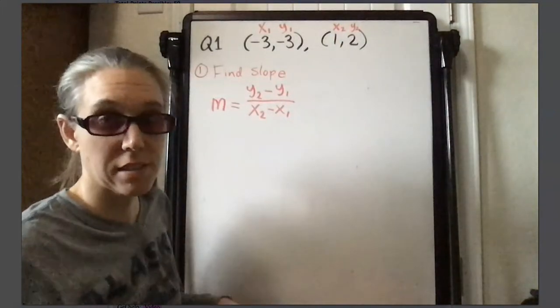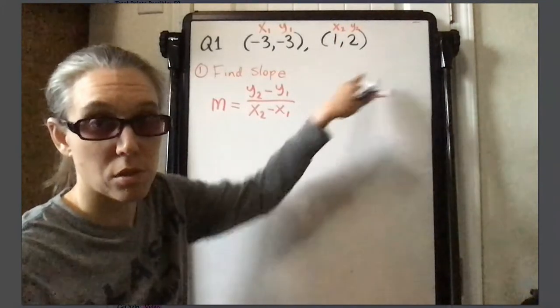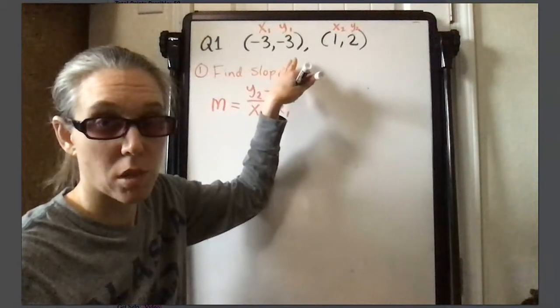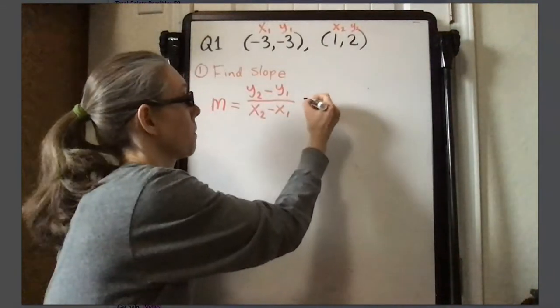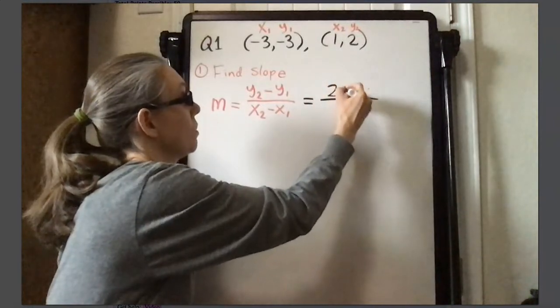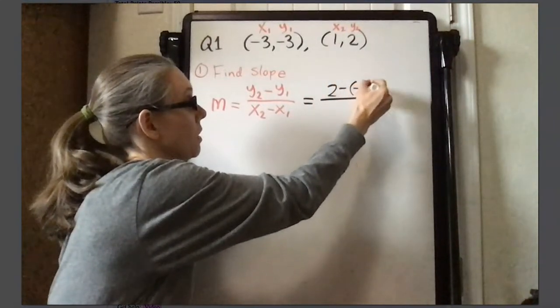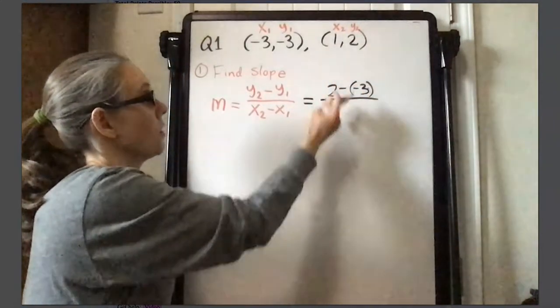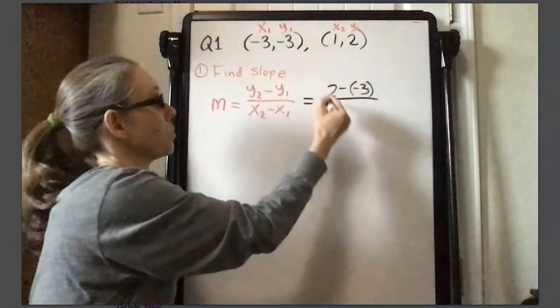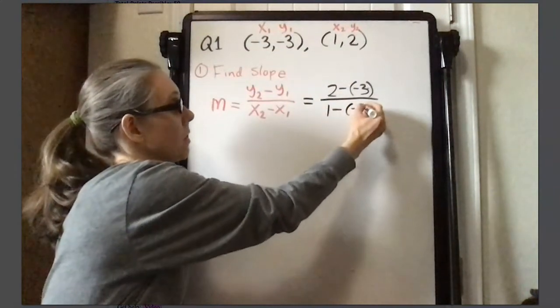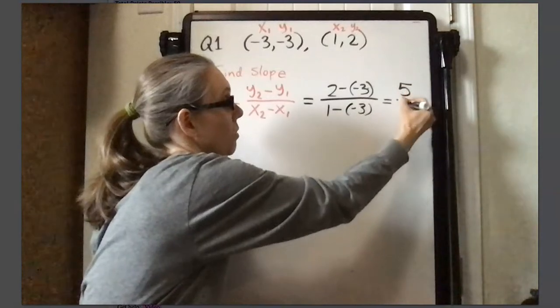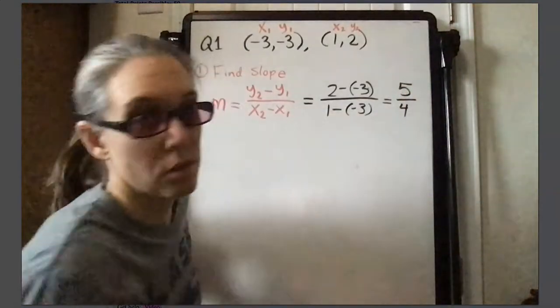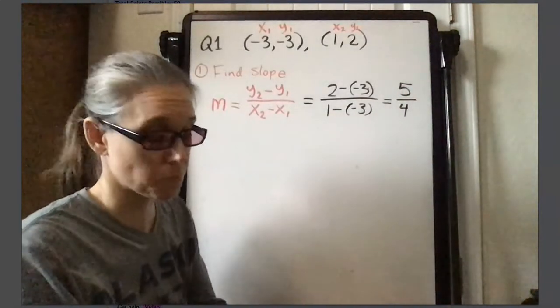And now replace y sub 2 and y sub 1 into the numerator here. 2 minus negative 3. For the denominator, you have x sub 2 minus x sub 1, so 1 minus negative 3, and that gives us 5 over 4. So step 1 was find the slope.